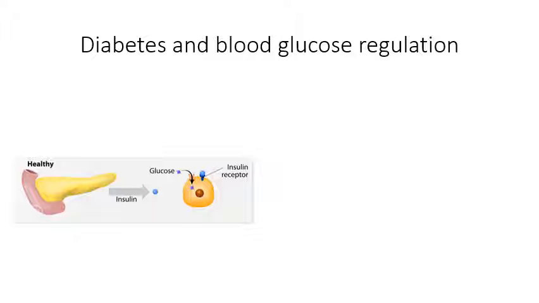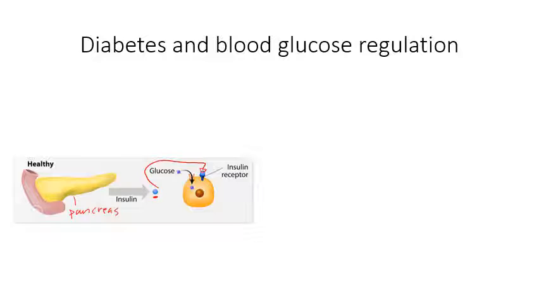And finally, let's have a look at what can go wrong with our blood glucose homeostatic mechanisms. So here we have an image on the screen that is showing you, I guess, typically what would happen in a healthy human. So our pancreas, the yellow organ, is producing our insulin molecule here in blue. And we can see that the insulin molecule is now interacting with a receptor on the outside of a cell.